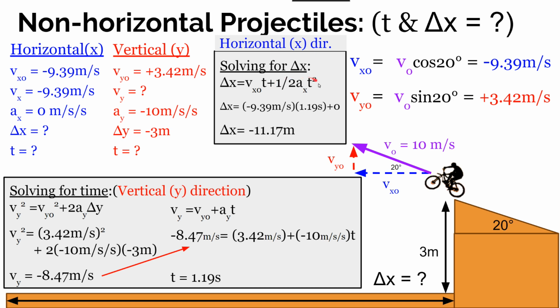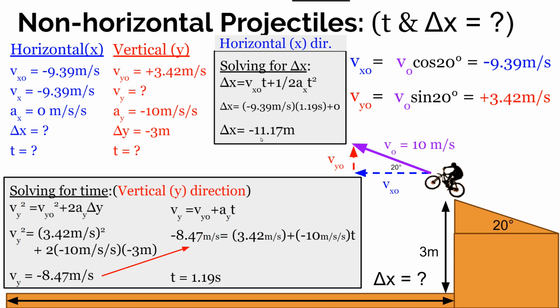This whole last term goes to 0 because, as we've written down here, there is no acceleration in the x direction. And so 1/2 a t squared all goes to 0. And so we take our initial velocity in the x direction, which is negative 9.39 meters per second, and multiply it by the time it's in the air, 1.19 seconds, and we get that the displacement is negative 11.17 meters.